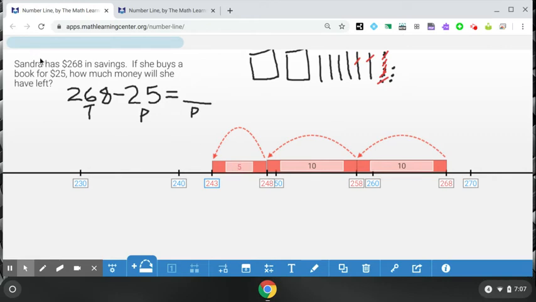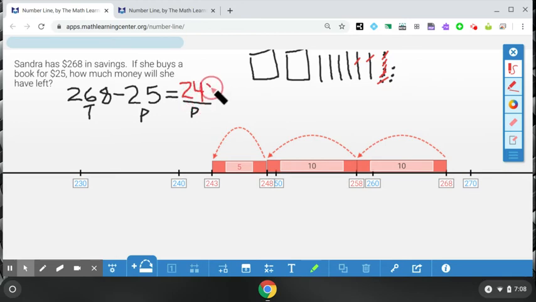So we know that if Sandra had $268 in savings, and if she buys a book for $25, how much money will she have left? Well, we figured out that she would have $243. This here is my total. This is the part that I took away. And here's the remaining part that I have left.